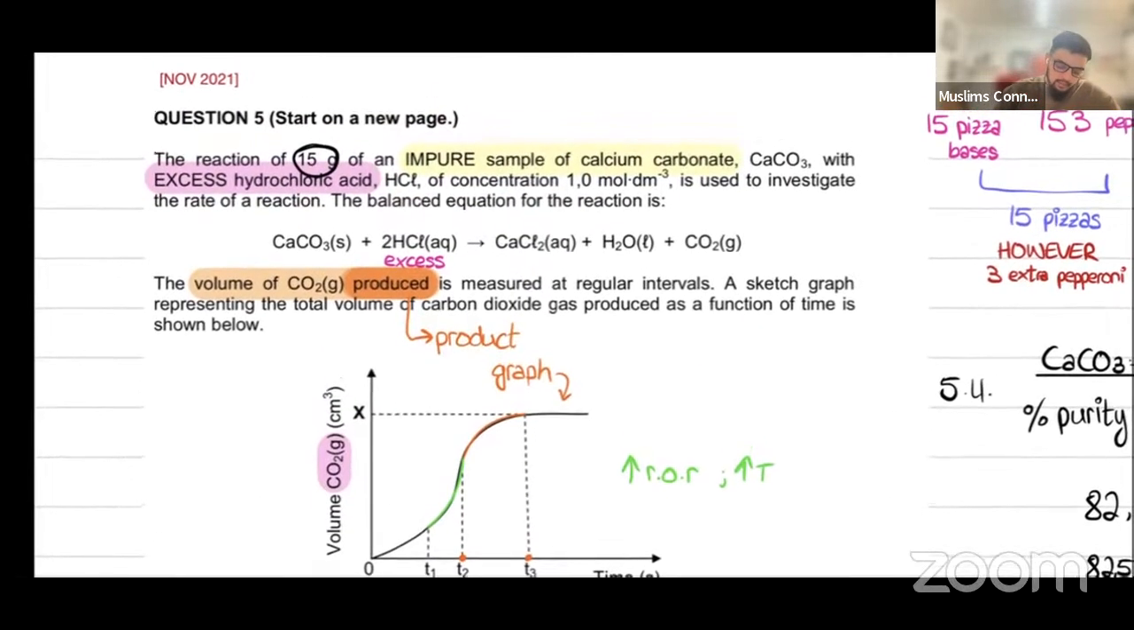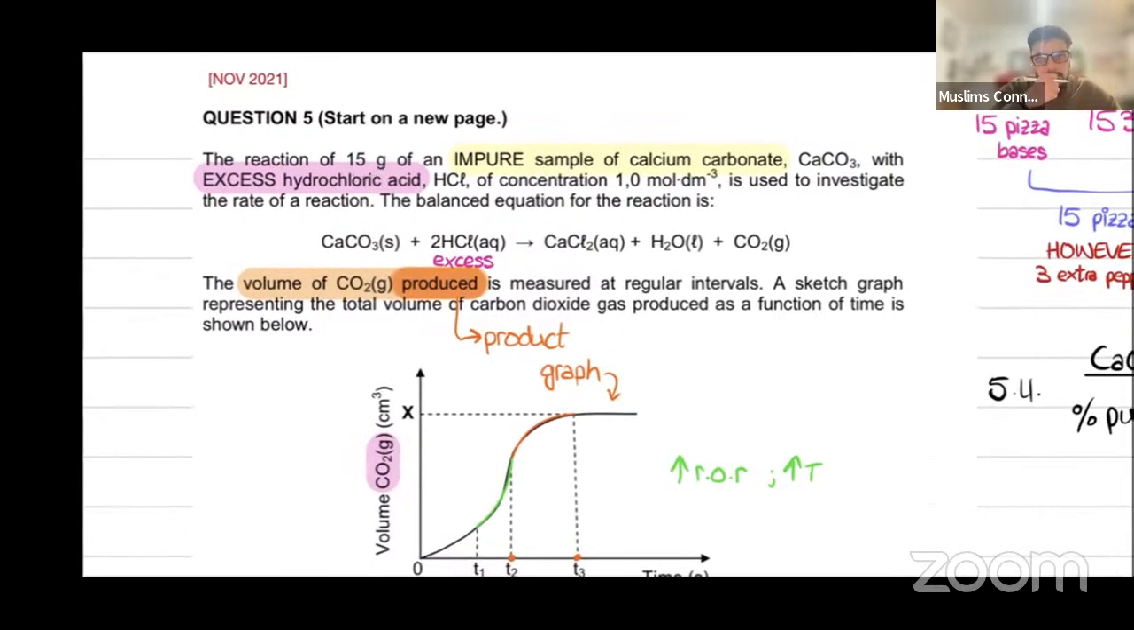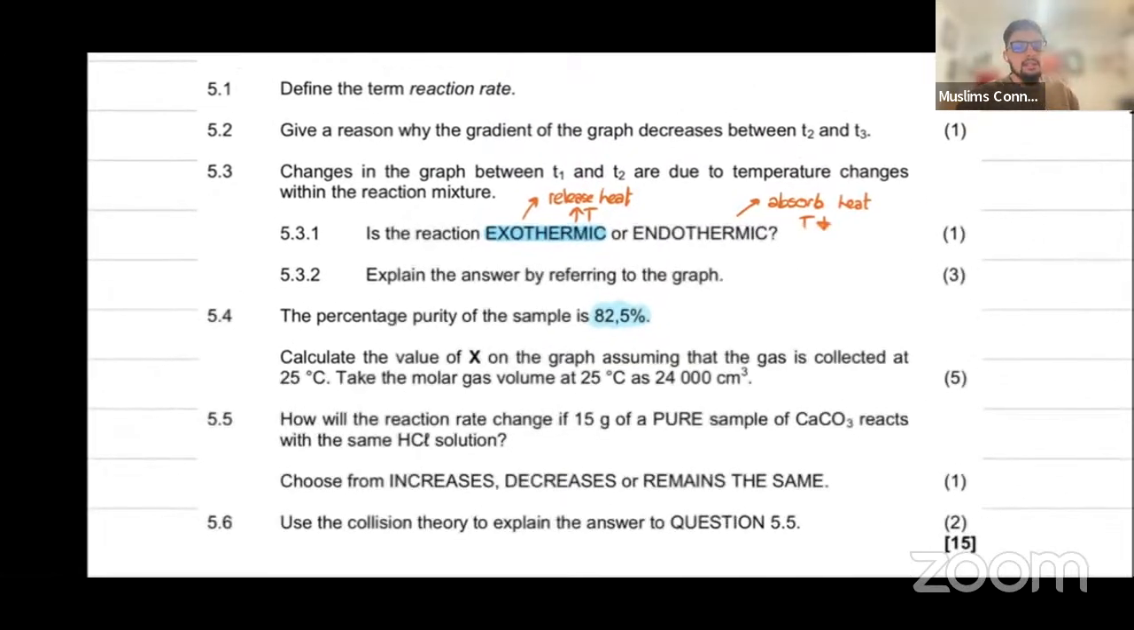So instead of this being 15 grams of impure sample, if we used 15 grams of a pure substance, how would it change? Can I get any idea? Can I get an increases, decreases, remains the same, or not sure in the chat, please?